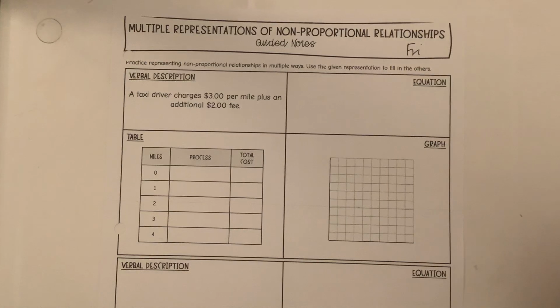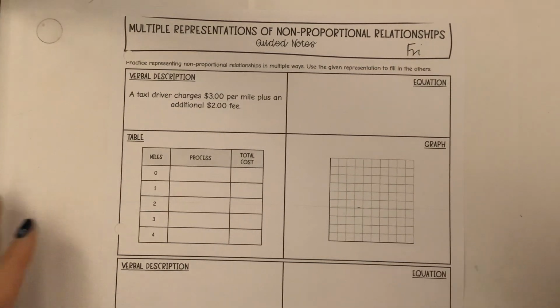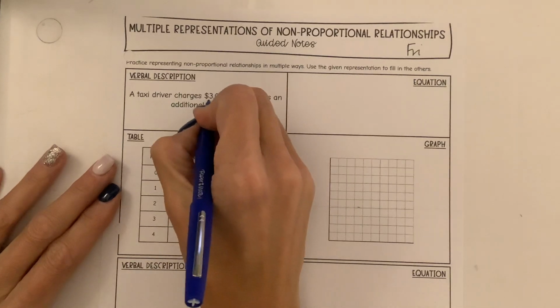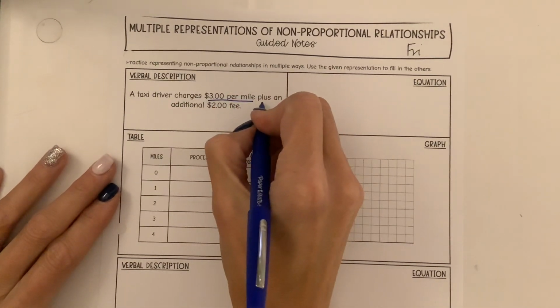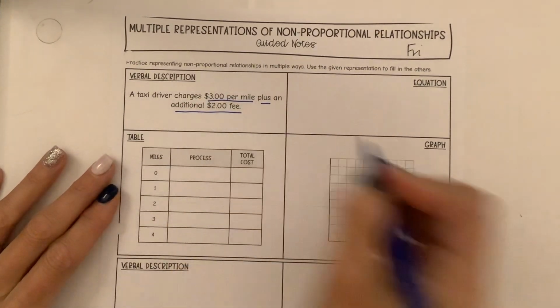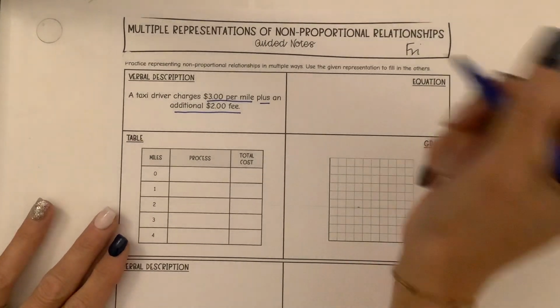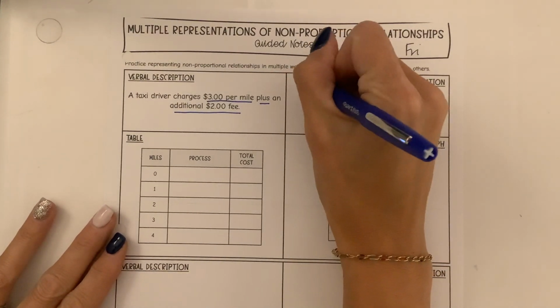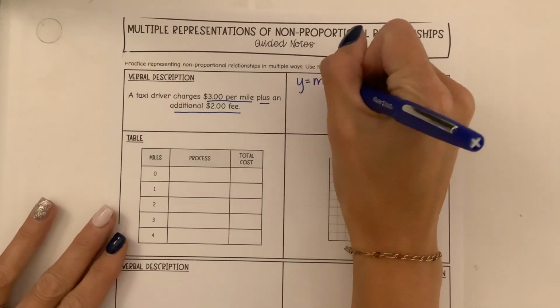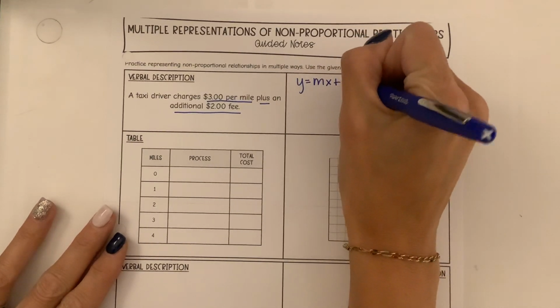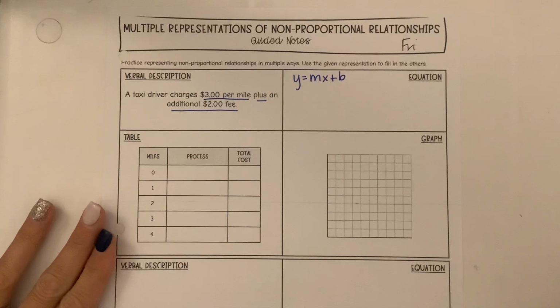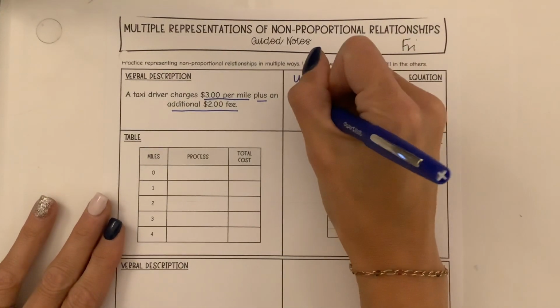It says a taxi driver charges $3 per mile plus an additional $2 fee. So it's $3 per mile plus an additional fee of $2. So we are first going to write an equation. And remember, our equation is in the format of y equals mx plus b. So in this case, we are trying to find our y.